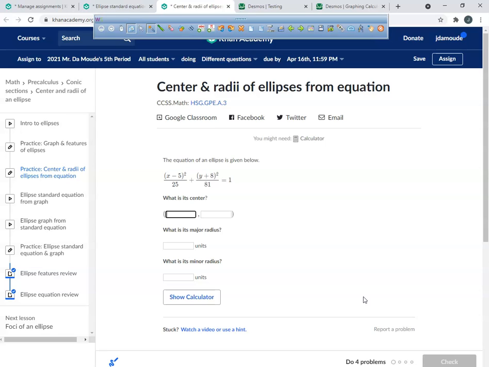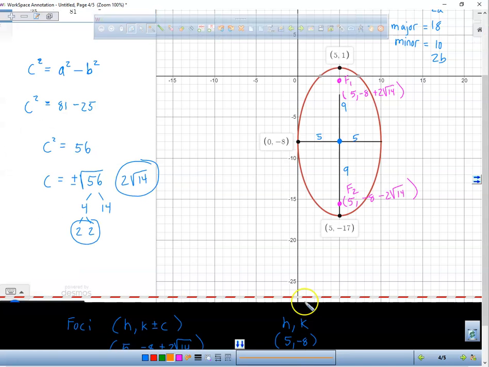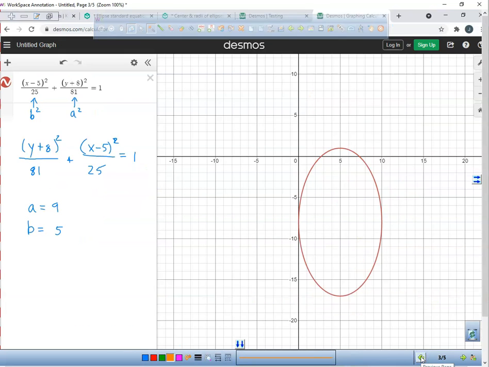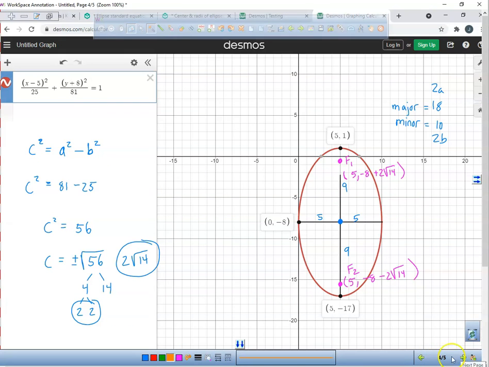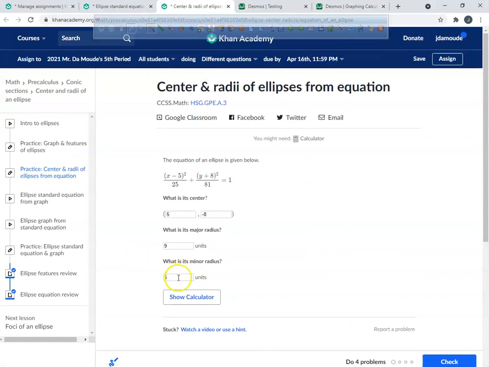5, -8. So we would just type in a 5 and a -8. Now it says, what is its major radius? Not major axis. So its major, I'm going to say, is 9. Now what's the distance of the whole thing? 18, but the major radius would be 9. What's its minor radius? 5. Now the minor, hold on a second. What word am I trying to find here? Oh, the minor axis would be a total of 10. But the minor radius would be 5.